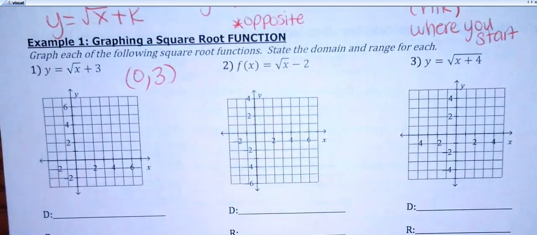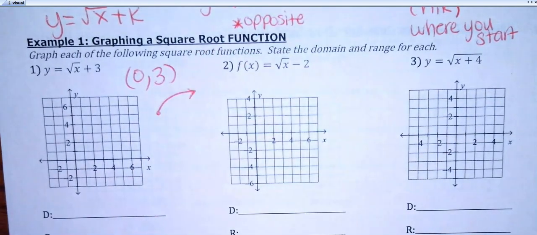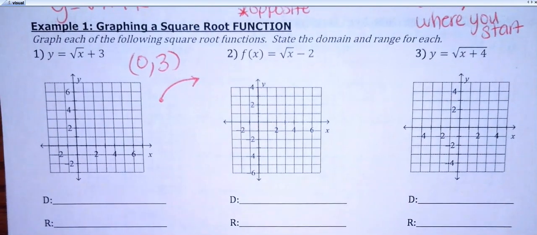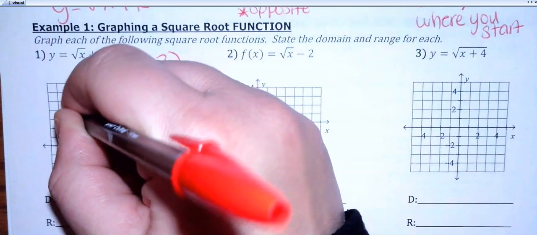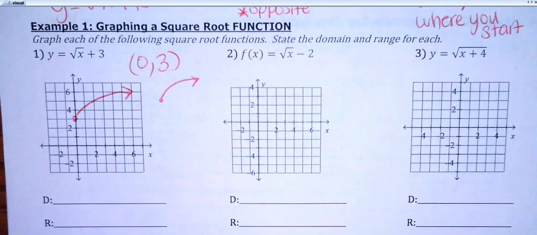This is a positive square root of x, so just looking for the general shape and then the starting point. Then we'll talk about domain and range here in a second. So I would just go 0, 3 here, and just the top half of that sideways U shape, and you're just going to do a sketch. It does not have to be perfect. That's all I'm looking for.